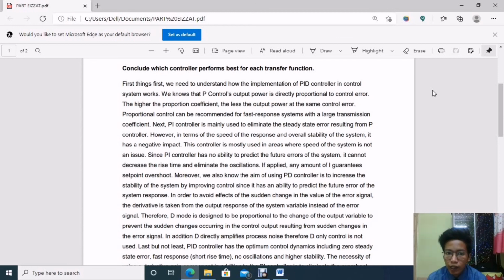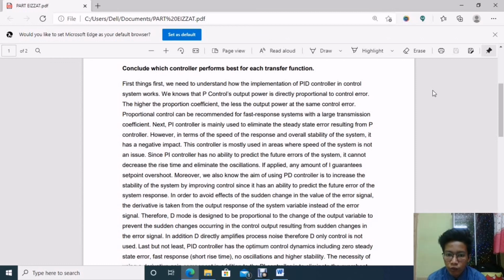Next, the PI controller. The PI controller is mainly used to eliminate the steady state error resulting from the P controller. However, in terms of the speed of the response and overall stability of the system, it has a negative impact. This controller is mostly used in areas where the speed of the system is not an issue. Since the PI controller has no ability to predict future errors of the system, it cannot decrease the rise time and eliminate the oscillations. If applied, any amount of I guarantees set point overshoot.